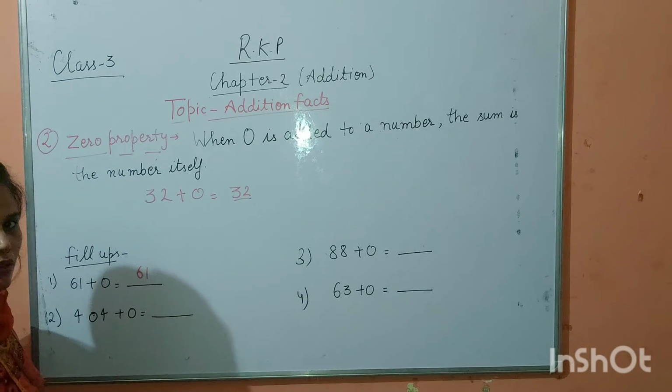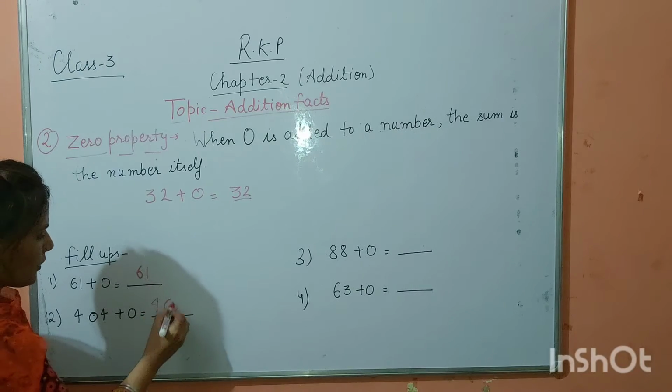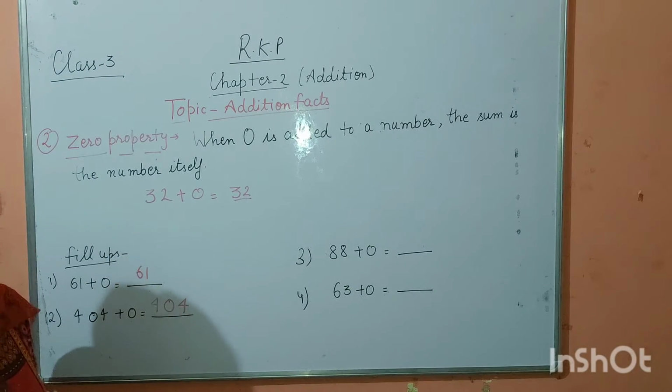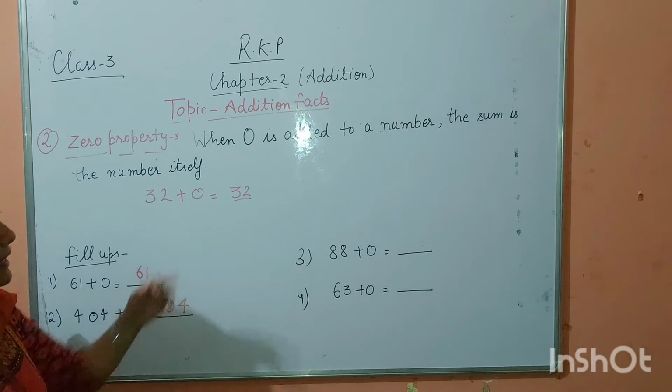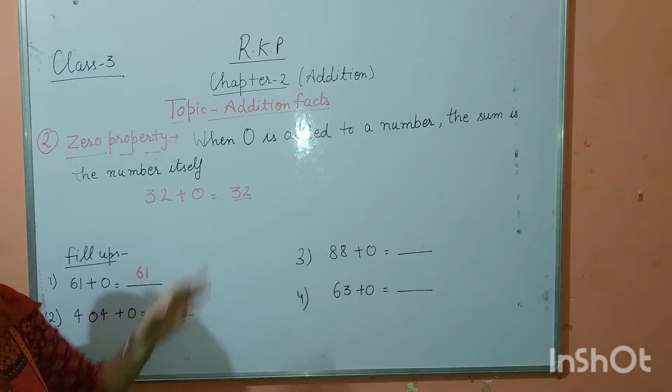404 plus 0, 404. Okay students, this shows the zero property. When you add 0 to any number, the sum is the number.